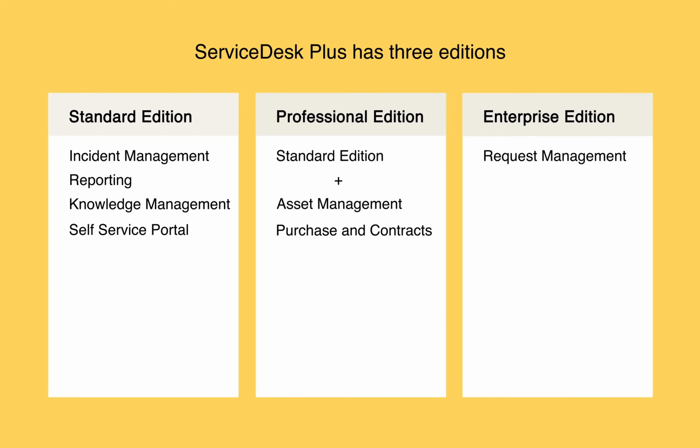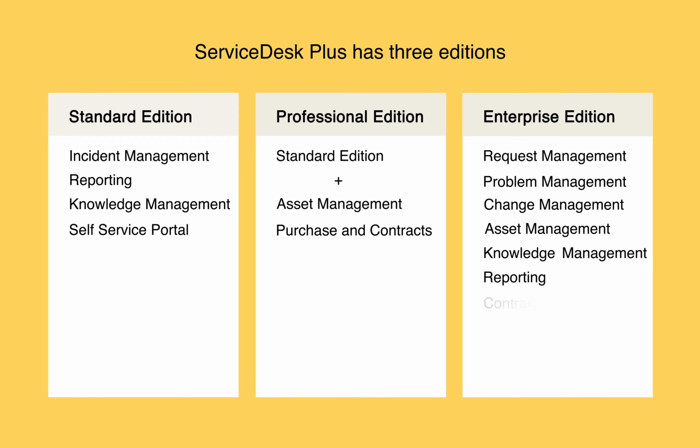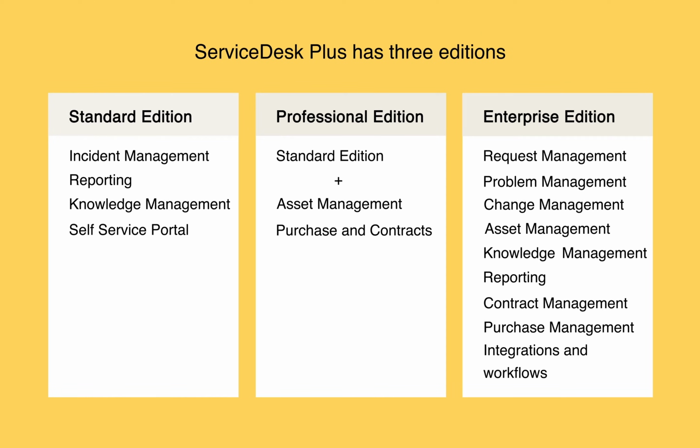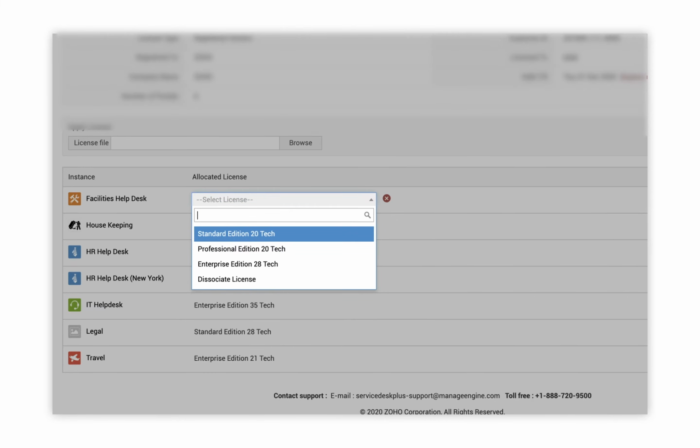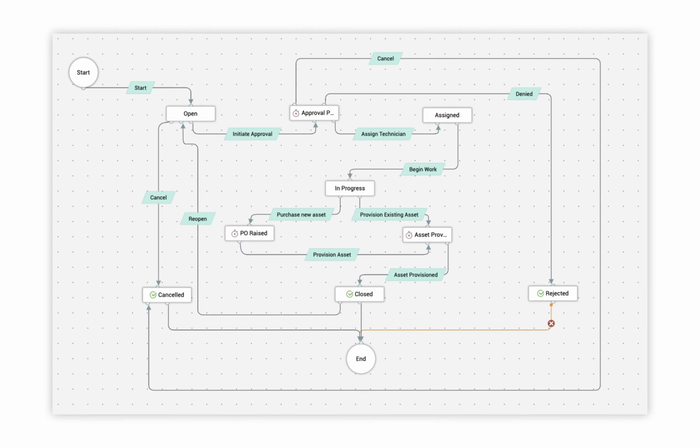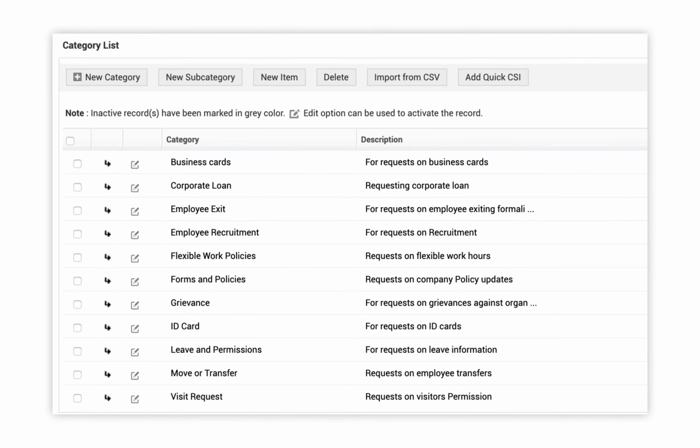It has Request Management, Problems, Change Management, Asset Management, Knowledge Base, Reporting, Contracts, Purchase, Integrations, and all other capabilities along with workflows in the Enterprise Edition. ServiceDesk Plus also has ESM capabilities, where right within one installation of ServiceDesk, you can easily create ServiceDesk instances for different business functions. Each instance can have its own license and it can vary between Standard Edition, a Professional Edition, or an Enterprise Edition. Each of these instances can have their own templates, their own workflows, their own set of users, categorizations, and a lot more.